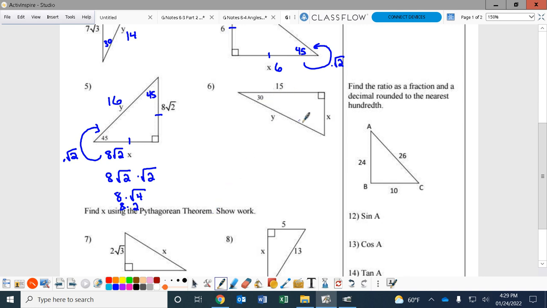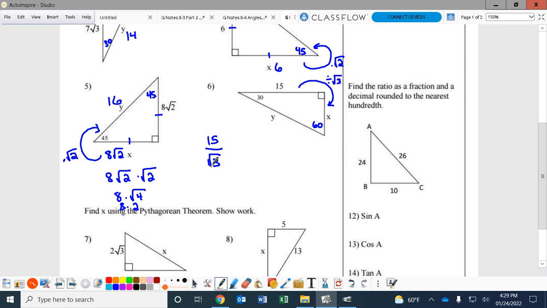Okay, this is a 30, 60, 90. Here we go. To go from the long leg to the short leg, you are going to be dividing by the square root of 3. This is going to take a lot of work. So this one's going to be 15 square roots of 3. 15 divided by the square root of 3, I apologize.